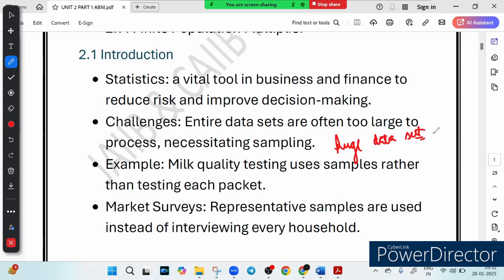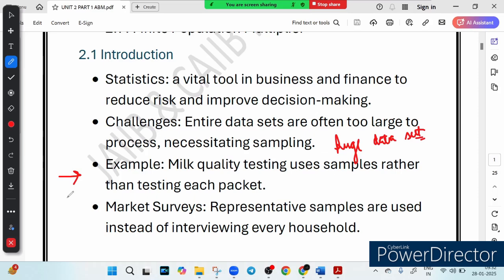Now think about it. When testing milk quality, do we taste every packet in the factory? I am providing you an example to make it more clear. Suppose we are testing milk quality. Do we taste every packet in the factory? No way. Instead, we taste a few samples and use those results to ensure that the entire batch is up to the standard, right?